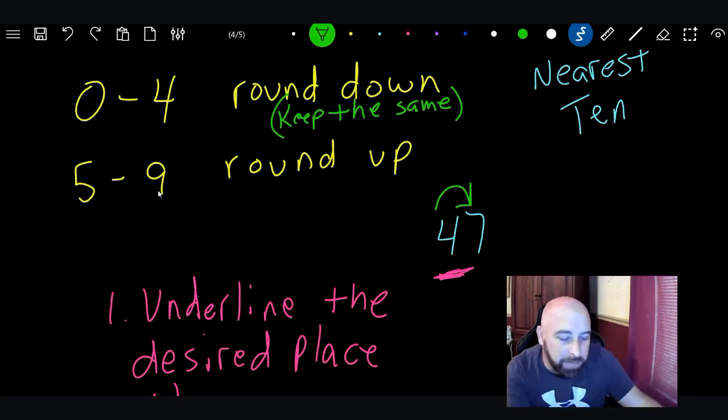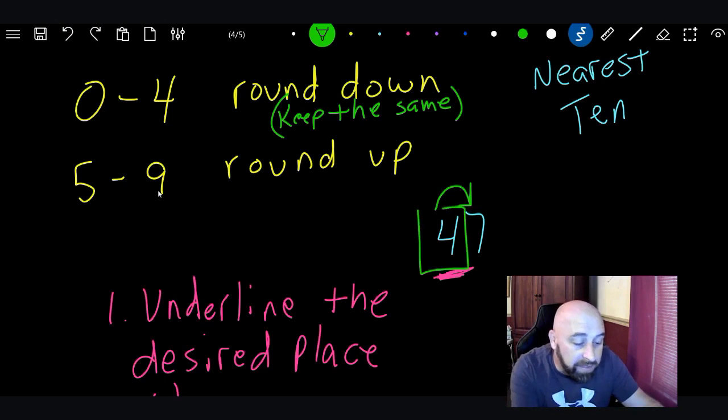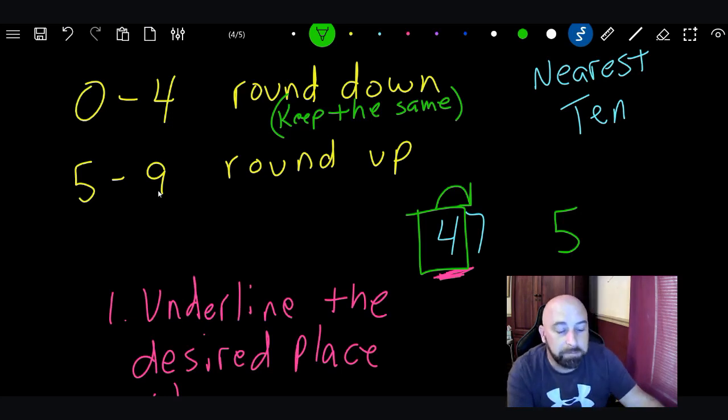What does that mean? When we round up, that means this 4 goes up to a 5, not the 7. Not the neighbor. This is the number that we're looking at. This is the nearest 10.